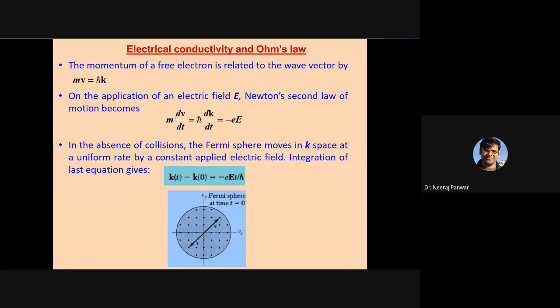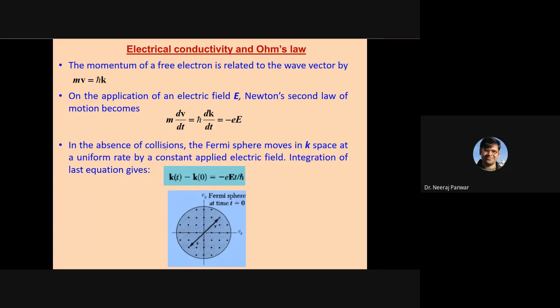So the electric field will give rise to a change in momentum. The rate of change of momentum, m dv over dt, is equal to h cross k dk over dt, that is equal to the force experienced by the electron on the application of electric field E. So that would be equal to minus e times capital E.